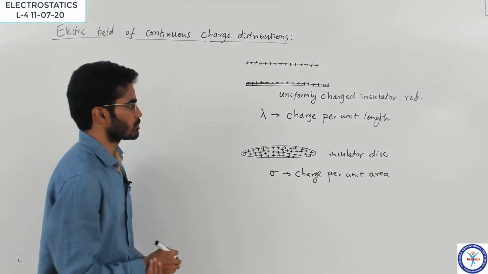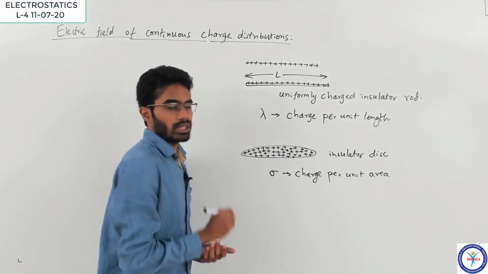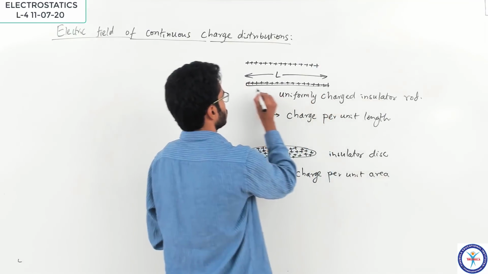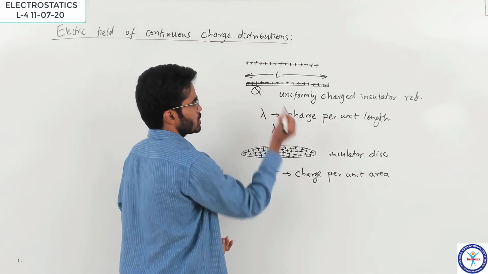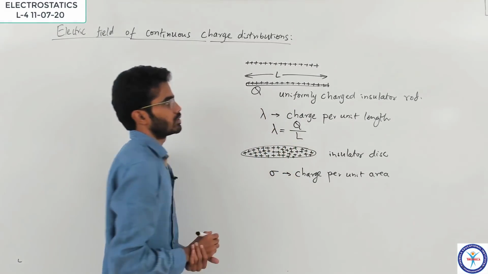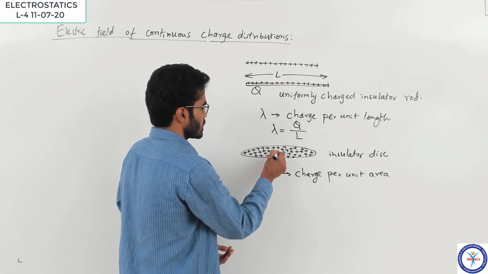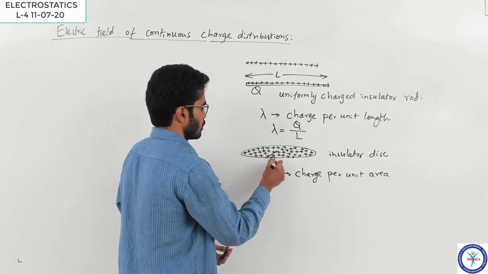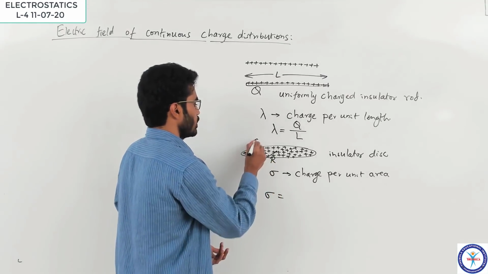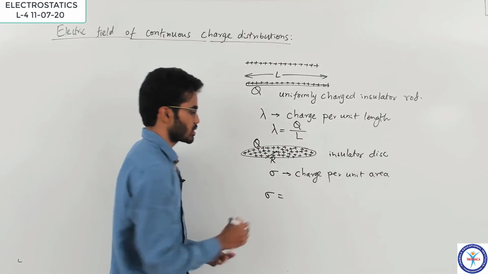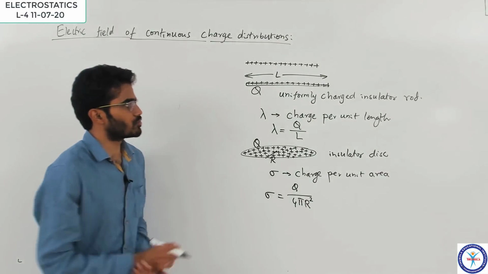So what do you understand from this? If the length of the rod is L and the total charge on it is Q, then lambda is equal to charge per unit length, Q by L. Similarly, here it is charge per unit area. If this disk has a radius R, its area is pi r square. So if it is given Q charge, the total charge is Q, sigma is Q by pi r square. These are the terms we commonly use.